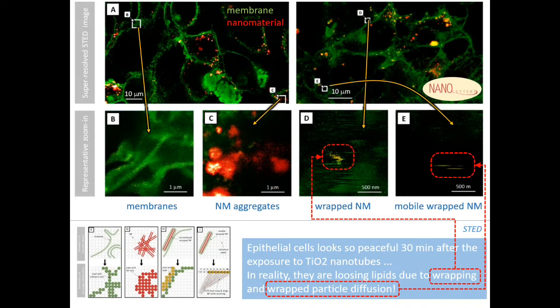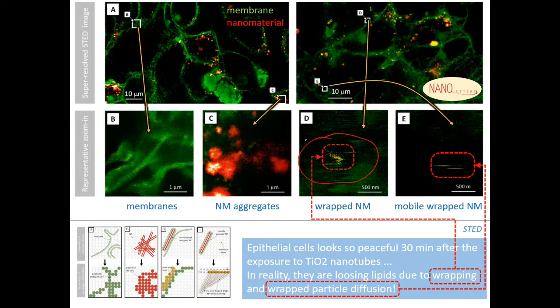For example, on these images, the green color represents the membrane structures, and the red color is nanomaterial, in our case titanium dioxide nanotubes. In this small zoom-in, the entire image is scaled over 2 microns, and you can see approximately 2 tubes. The tubes are 10 nanometers in diameter and up to 200 nanometers in length. So we can resolve individual nanoparticles in living cells.